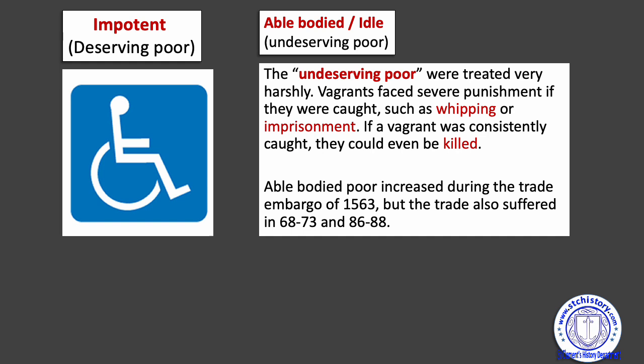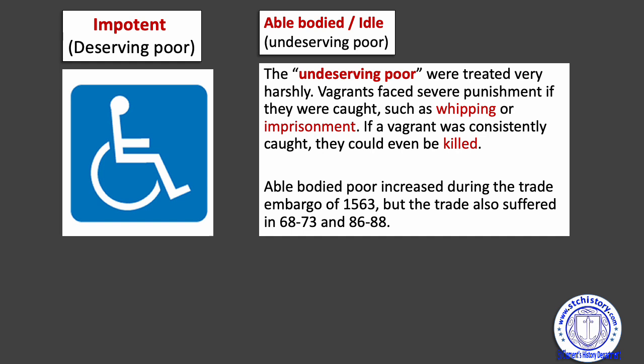The government, though, are clearly going to think about the poor. They're going to change attitudes slightly. So the able-bodied poor has increased during the trade embargo we've just talked about, but also with 68 to 73, 86 to 88. When times are tough, usually to do with the Netherlands and Spain, really, there's a rise in able-bodied poor through no fault of their own, and of course there's going to be a rise in the punishments as well, because that's just how it is.